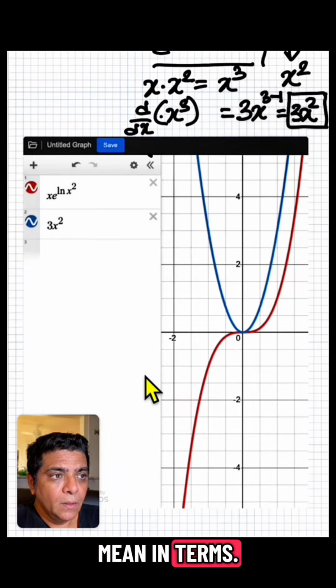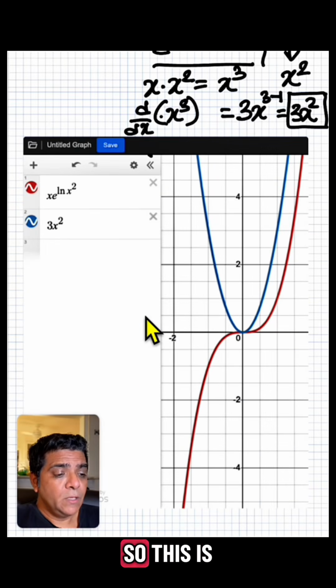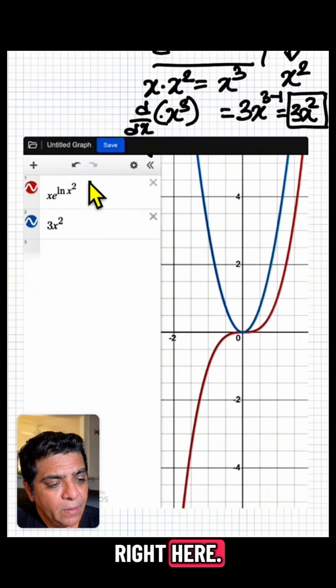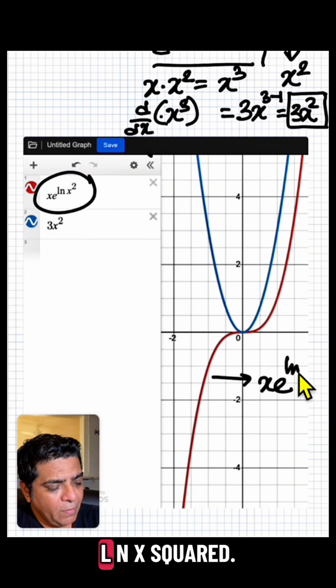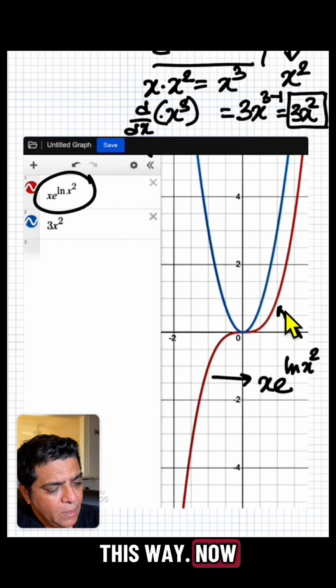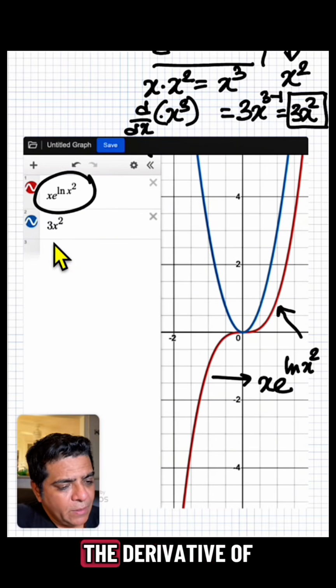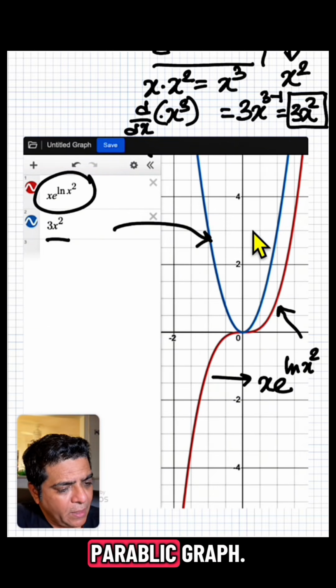So let's look at it. What does it mean in terms of the graph? Let's take a look at the graphical explanation of this. So this is our original function right here, and that is represented by this graph, x e to the power of ln x squared, and it's going this way. Now, if you look here, the graph of the derivative, 3x squared, is given by this parabolic graph.